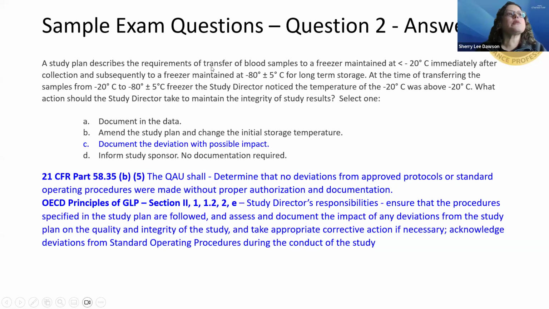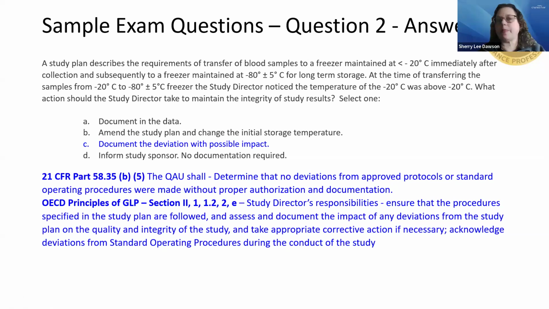Well, actually, the study plan describes requirements of a freezer maintained at -20. I would say it needs to say set to maintain -20. Maintain implies one temperature, which is or lower. This wording would imply you can't actually even be at -20. You have to be less than -20. Yeah, set to maintain would be okay. Set or range, absolutely, per SOP. Yeah, absolutely.